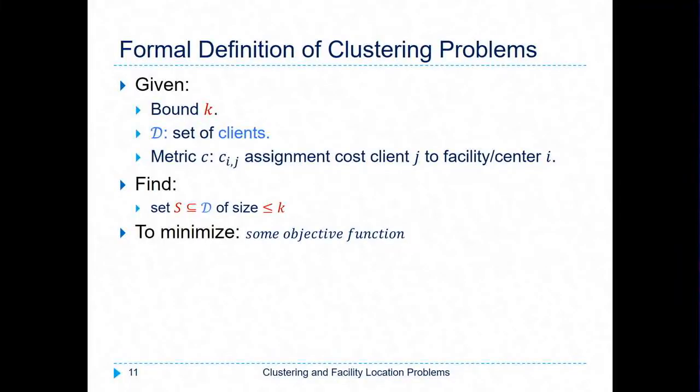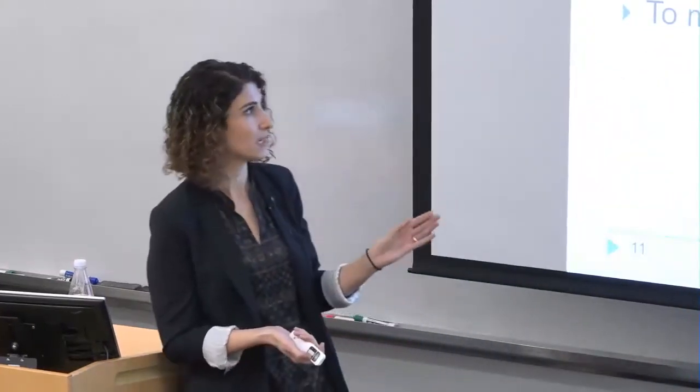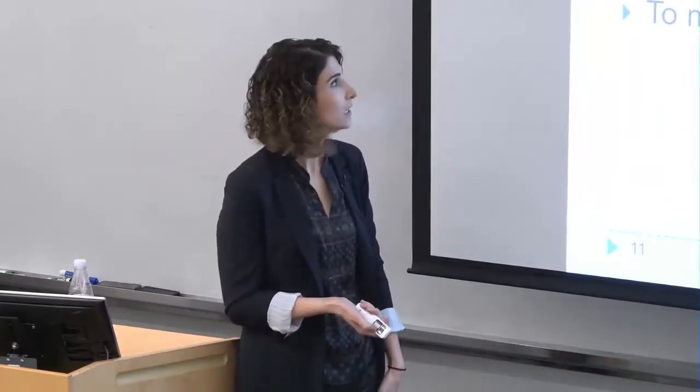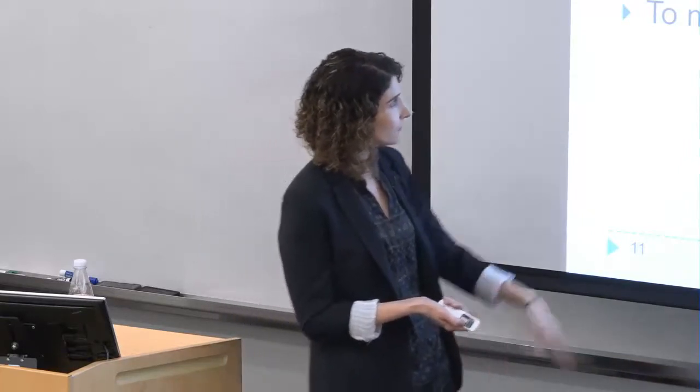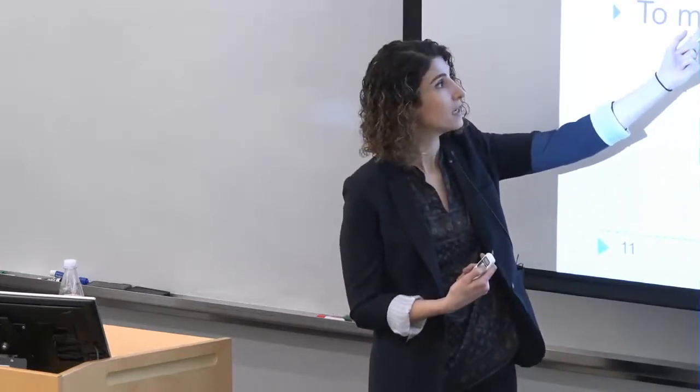So now let me give you a formal definition of the clustering problem. In this problem, we are given a bound K. We are given a set D of clients, and these clients are located in a metric. We use c_ij to denote the cost of assigning client j to facility or center i. So now the goal is to find a set S of clients that will be our centers, and this set should have a size at most K, such that some objective function is minimized.